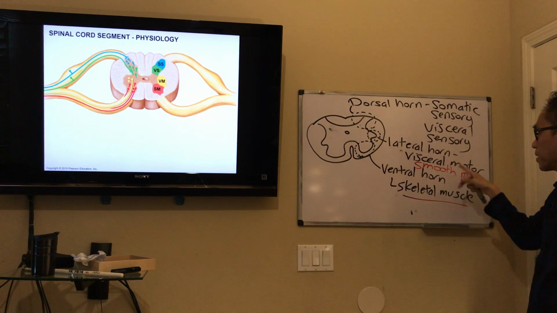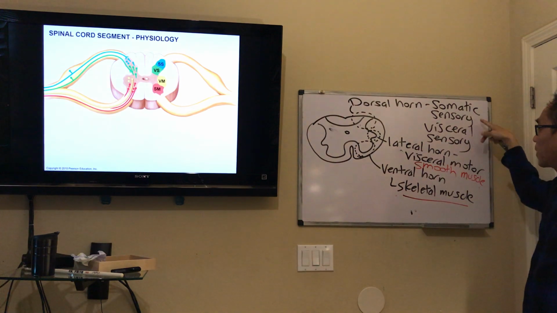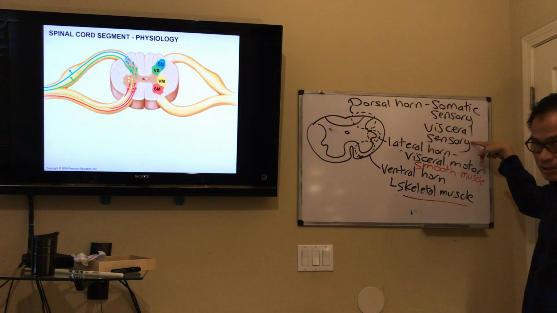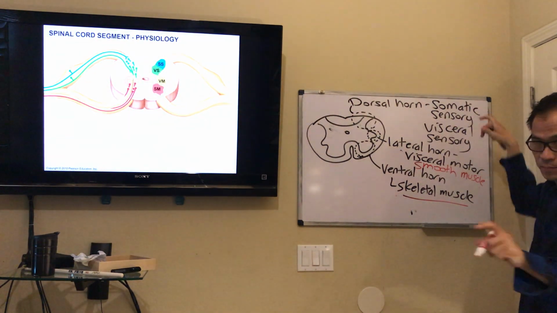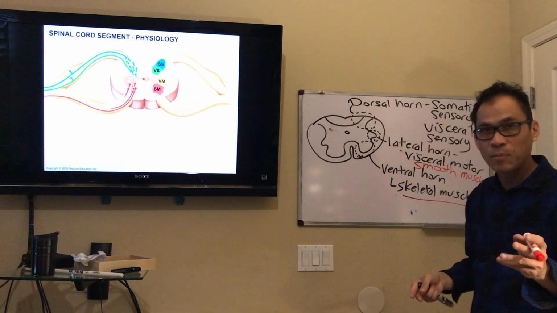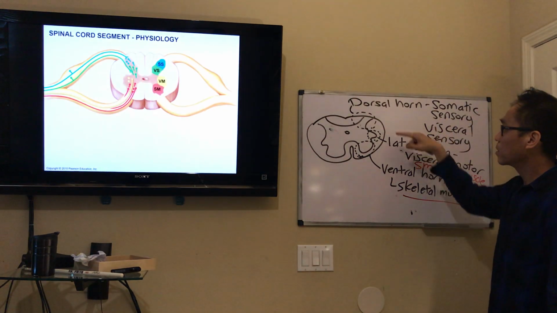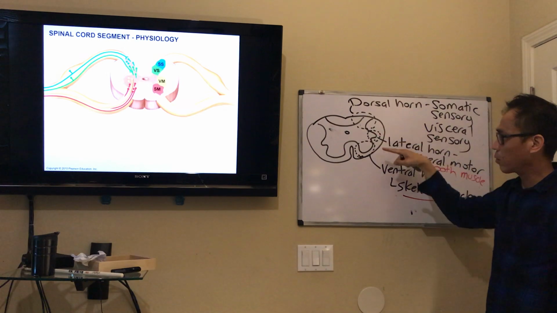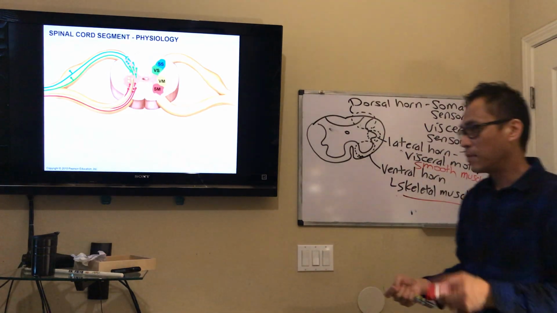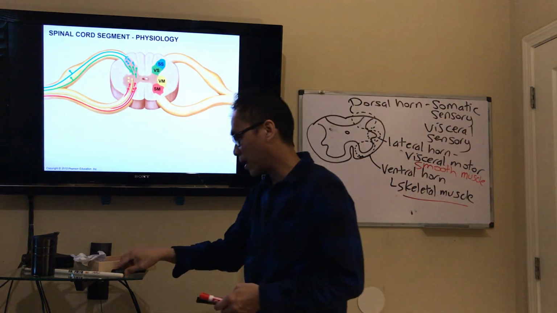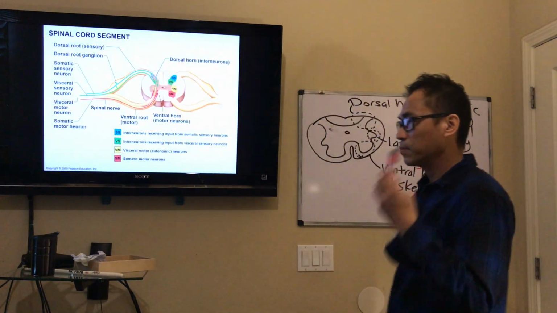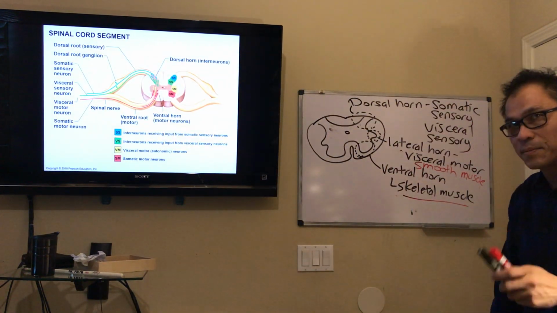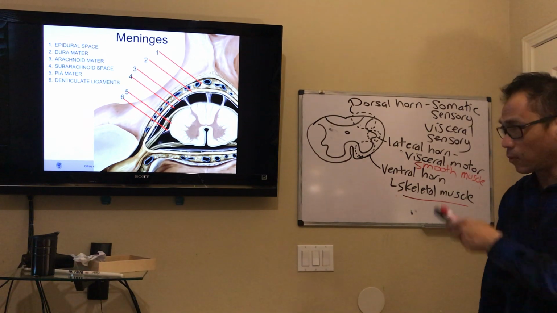So that's motor commands. But then sensory information, again, visceral sensory, that's organs, and somatic sensory, that's skin. Okay? So I want to move on. We got the horns. Dorsal horn, lateral horn, ventral horn. And this figure is fully labeled on the next slide. And let's talk about some associated structures with the spinal cord.